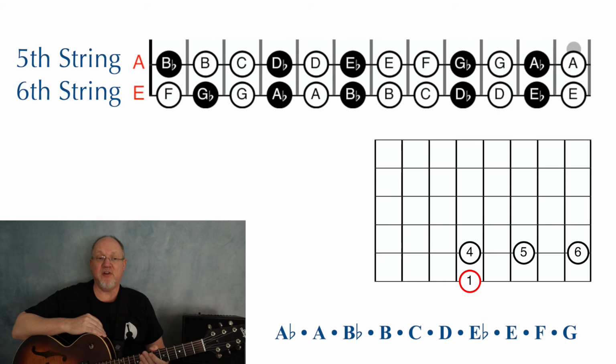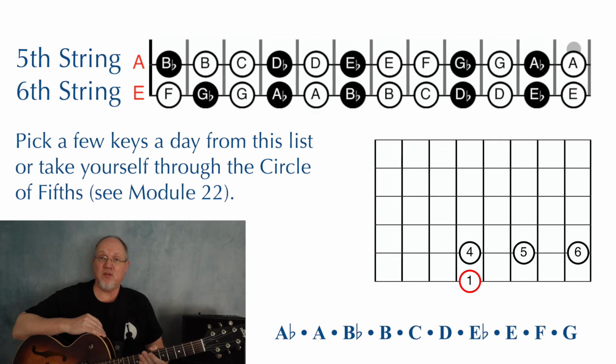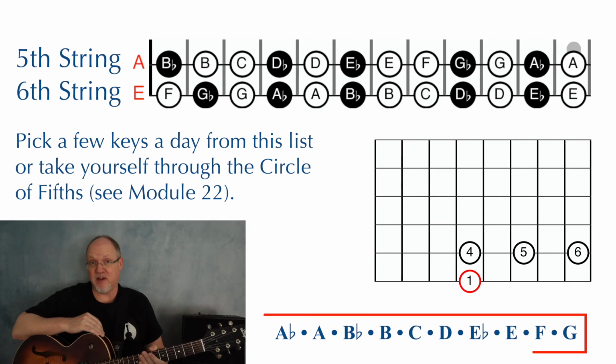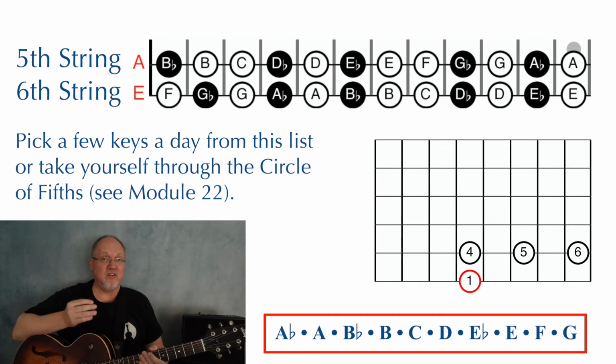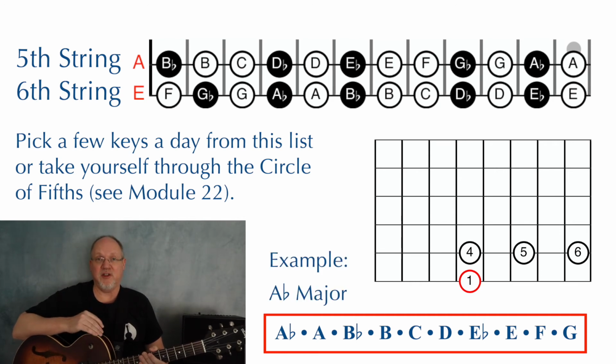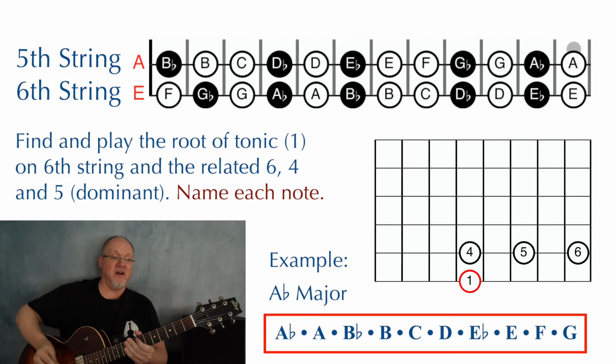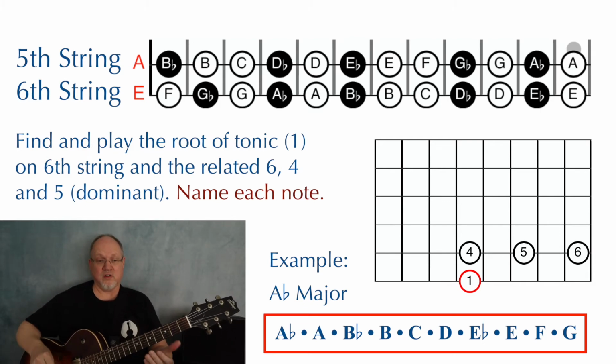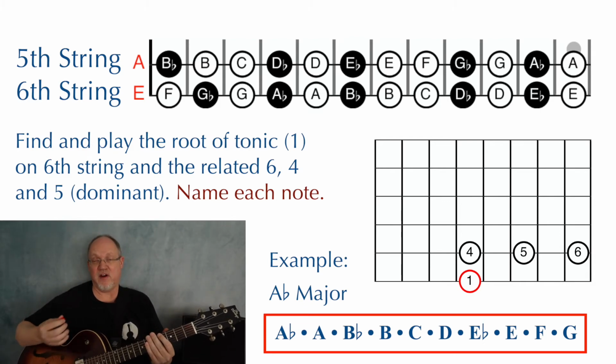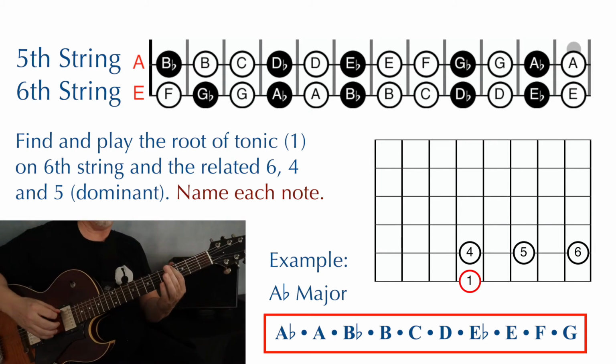On page 134, we have the 6-4-5-1 playing exercise. What I'd like you to do is pick a few major keys a day. You could choose from this list, or you could take yourself through the circle of fifths. So let's choose the key of A flat for our demonstration. And what I'd like you to do is find the root note of your 1 chord or your tonic, and then find your other chords relative to that.